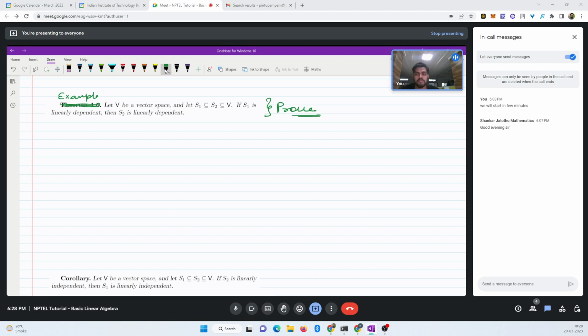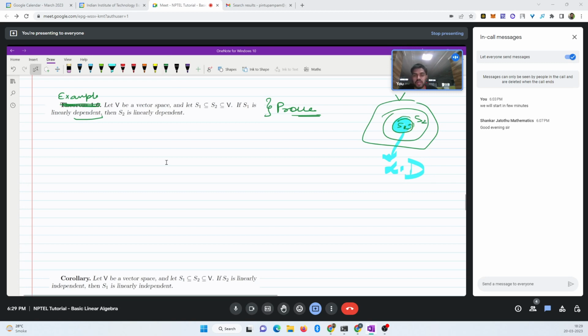It says, let V be a vector space and S1 is a subset of S2 and is a subset of V. So we have V as a vector space, and let's say this is V, and we have two smaller sets. One is S2 and inside it is S1. It is saying that S1 is linearly dependent. So this inside set is linearly dependent. It is asking us to show that this outside set is also linearly dependent.